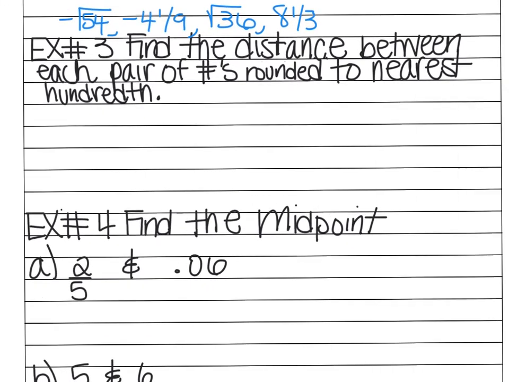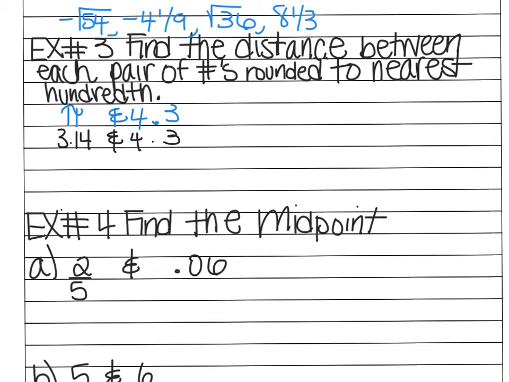Example number 3 says find the distance between each pair of numbers, rounding to the nearest hundredth. So the first pair of numbers that I'm going to give you is pi, which is 3.14 and keeps going, and 4.3. So again, we can remember that this is really 3.14 and 4.3. It wants you to find the distance and round it to the nearest hundredth.